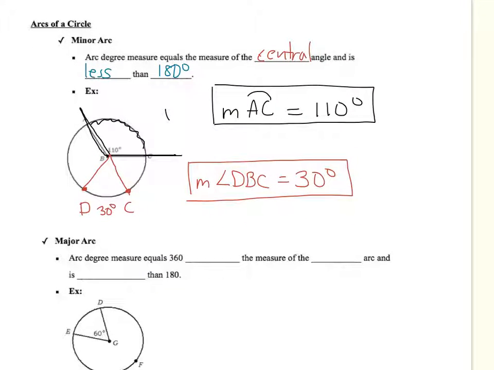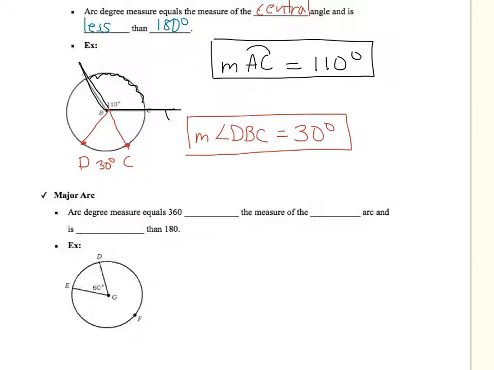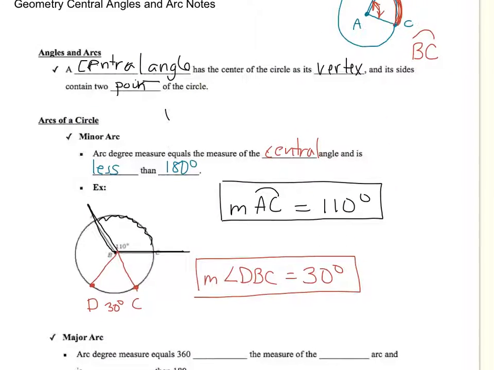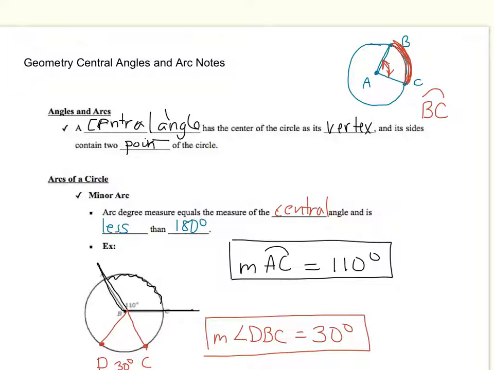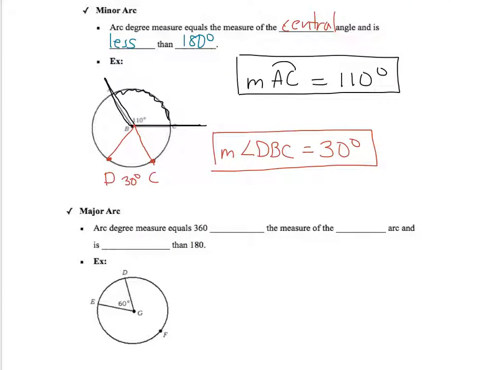All right, so the other kind of arc we have is what's called a major arc. Now a major arc is going to be basically an arc that's larger than 180. So if you think about our circle example up here, this would be the major arc. It just basically goes the other direction. So a major arc is an arc degree measure that equals 360, because all circles are 360, minus the measure of the minor arc, and is greater than 180. It's going to be bigger than 180.